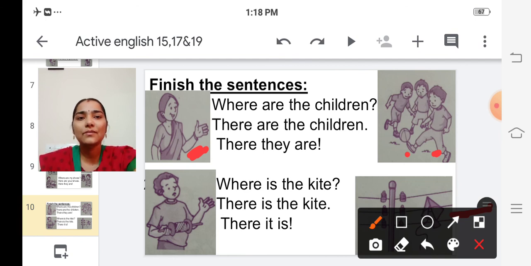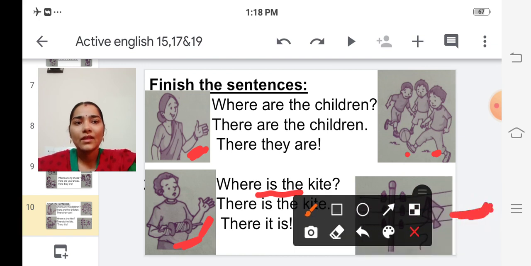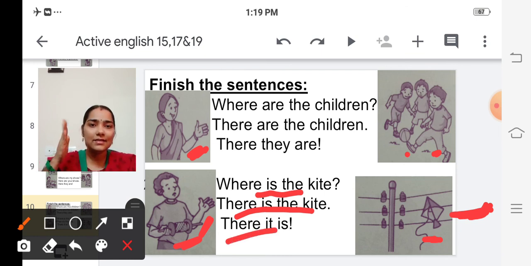Look at the second picture. Someone is asking, where is the kite? This boy is answering, look at his hand. There. Because he is looking at the kite somewhere else. So he is answering, there is the kite. There it is. Isn't it? There is the kite. There it is.